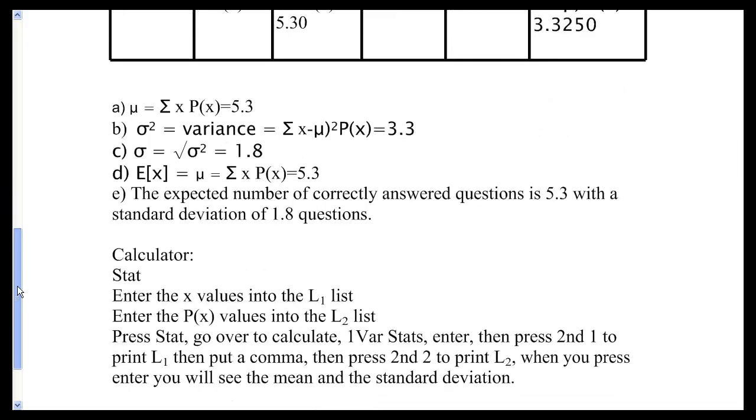Now, here's how you can use the calculator to do this. You go to the stat menu on the calculator, you enter the X values in L1, you enter the column that says P of X in L2, then you press stat, go back over to calculate, one variable stats, you press enter only one time, then you press second 1 to print L1, then put a comma, then press second 2 to print L2, and when you press enter, you'll see the mean and the standard deviation.